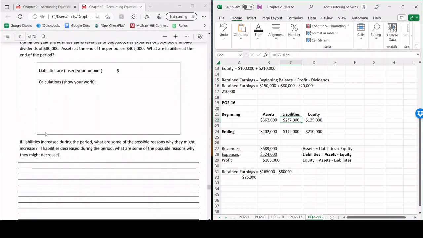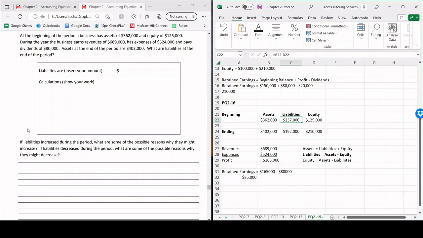So the very last question is, if liabilities increase during the period, what are some of the possible reasons why they might have increased? We kind of already talked about this. Remember, when you swipe your credit card, liabilities increase. When you take out a loan, liabilities increase. So those are the possible reasons why they would increase.